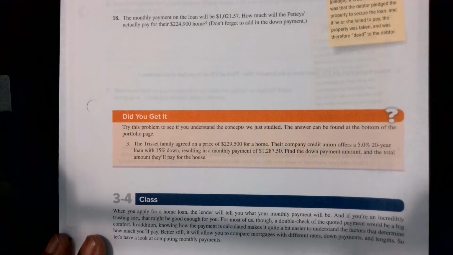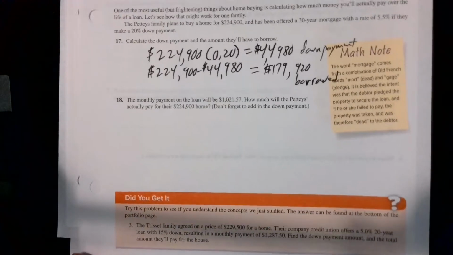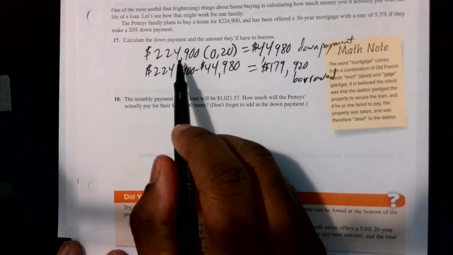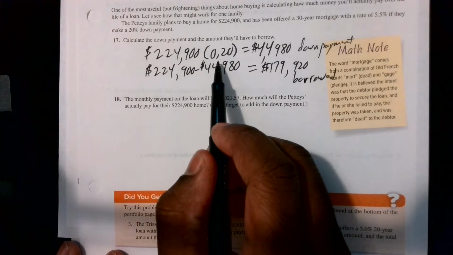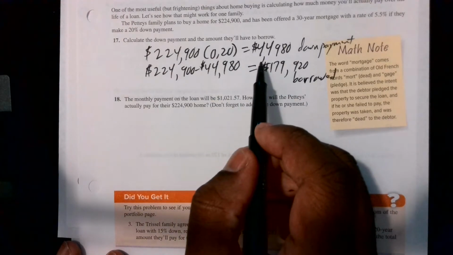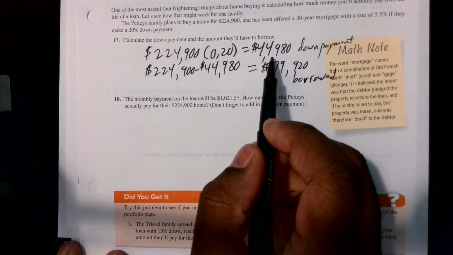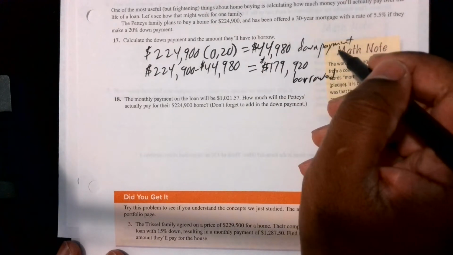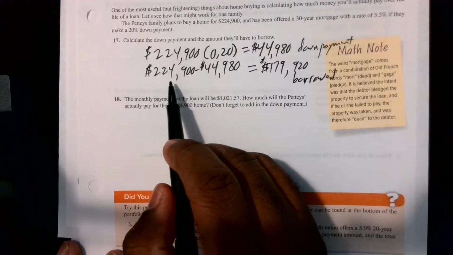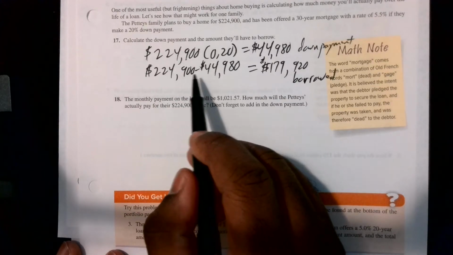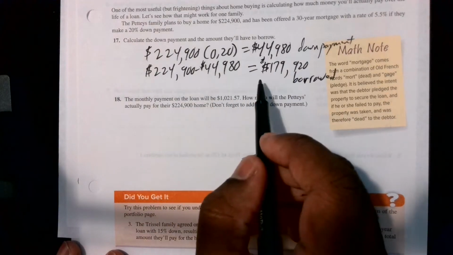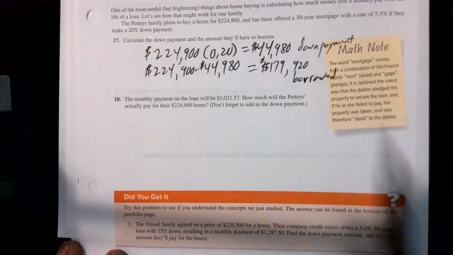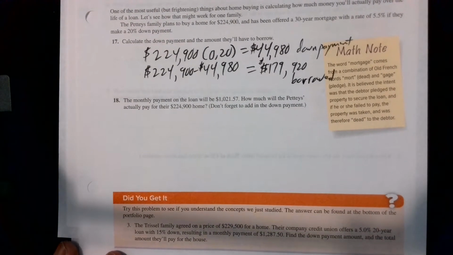Number 18. I'm sorry, I went up off of the page here. Just to show this again, it's $224,900 at the 20% down payment, which would be $44,980. That'll be the down payment. And then we would take the $224,900 minus the down payment, which would give us $179,920 borrowed.